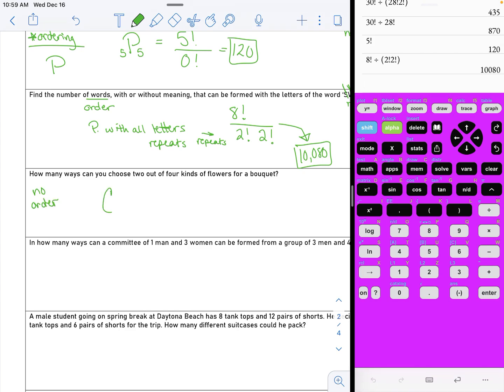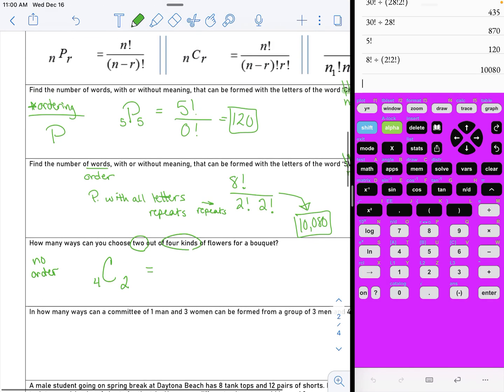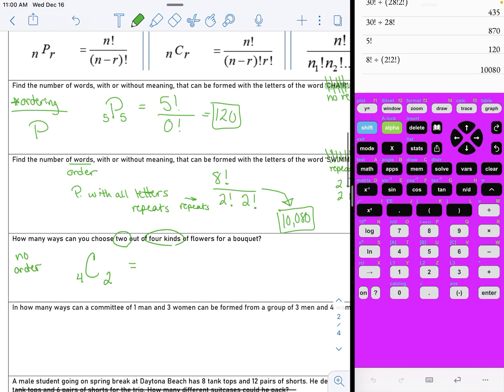So that means we're going to do a combination. So let's see how many different choices we have. We have 4 different kinds of flowers. We're going to be picking 2 of them. So combination, I have the formula up there, is n factorial. So 4 factorial over n minus r, so it's 4 minus 2 factorial, and we have to put r factorial in the bottom. So if you're okay with it, I'm going to erase 4 minus 2.